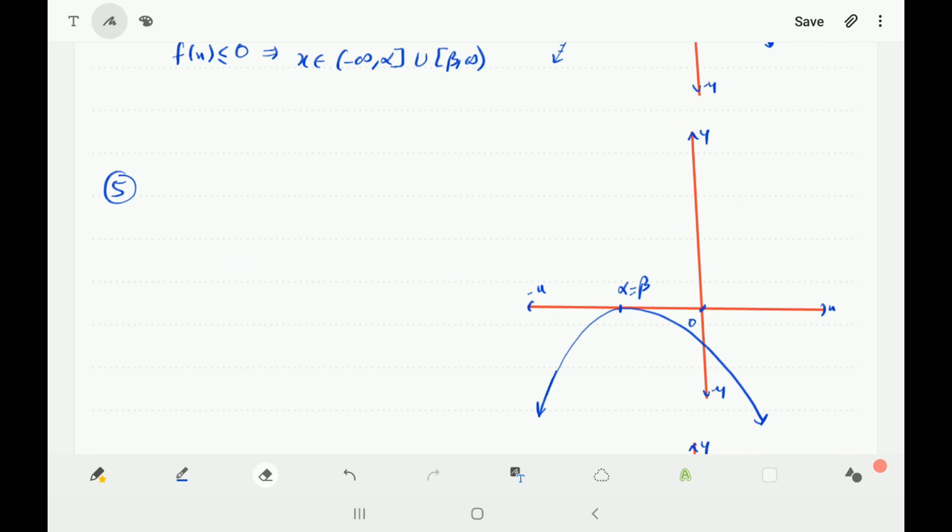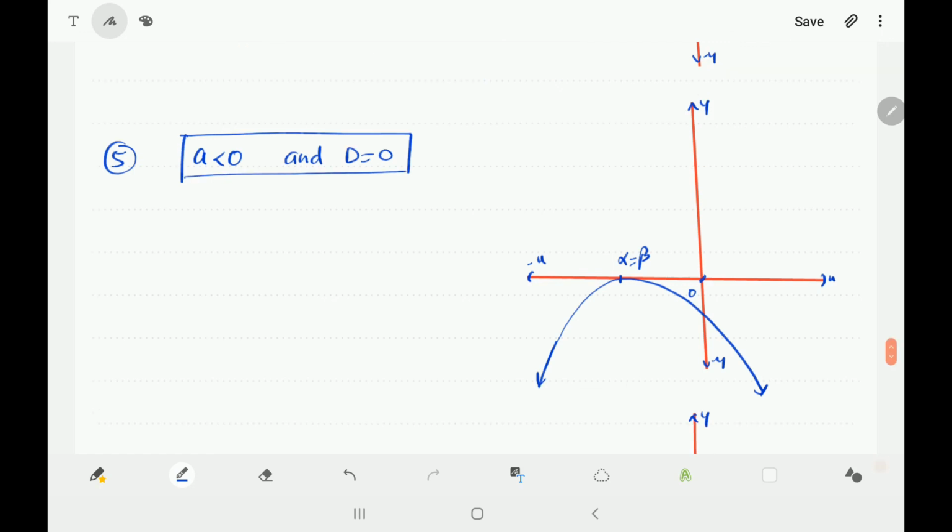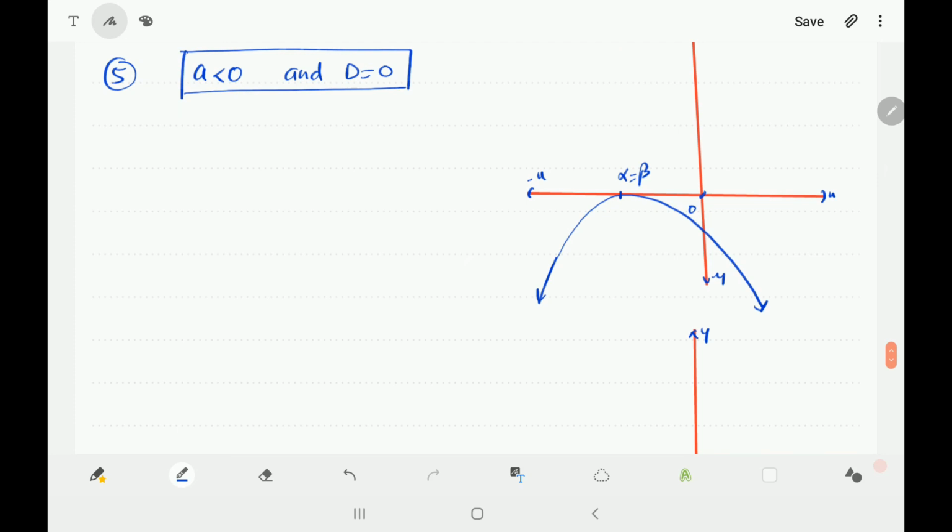In this case, parabola is touching the x-axis and it is downwards, and hence we will have the condition a is less than 0 and d is equal to 0. I hope this is getting clear. It's quite simple. A is less than 0 and d is equal to 0, because both the roots are equal.